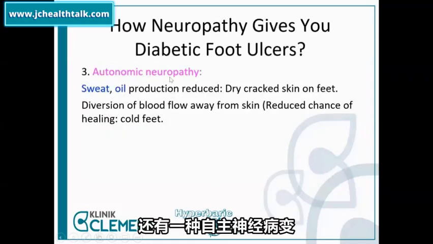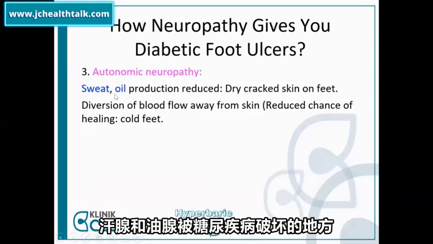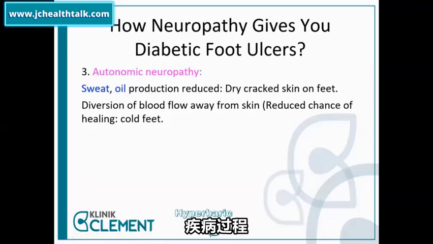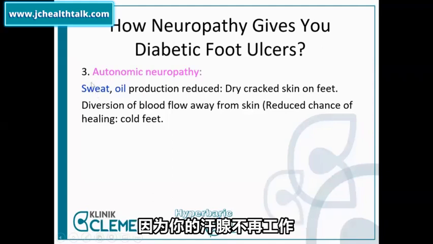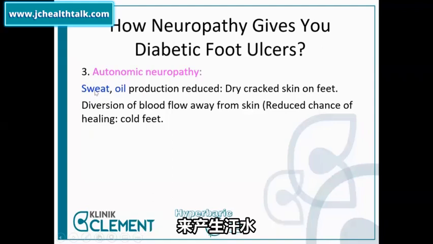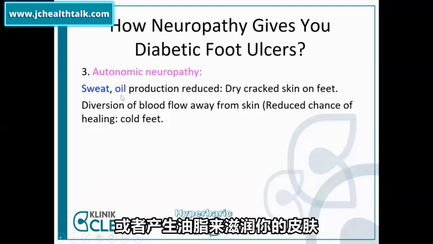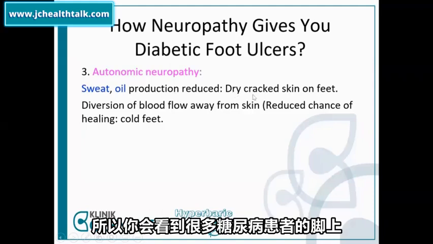Also, there is autonomic neuropathy where the sweat gland and the oil gland are damaged by the diabetes disease process. So you end up with very dry feet because your sweat gland is not working anymore to produce the sweat or the oil to moisturize your skin. So you can see a lot of diabetics have dry, cracked skin on their feet.